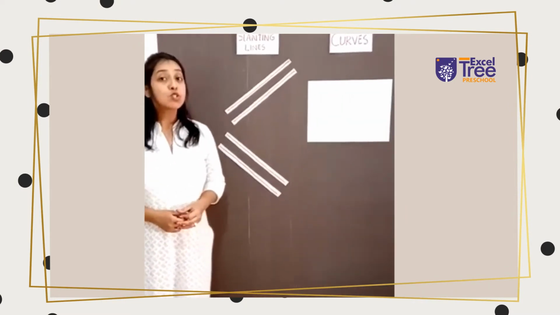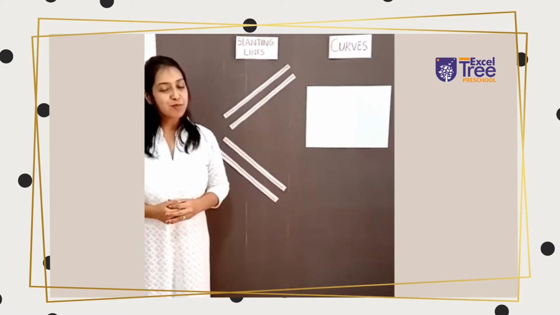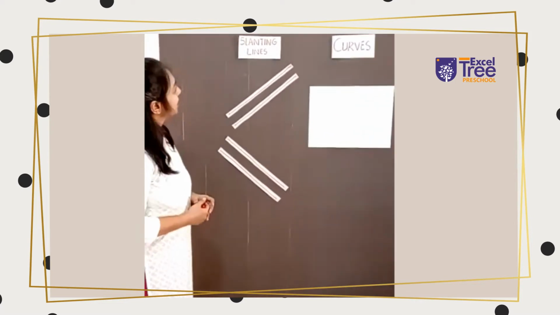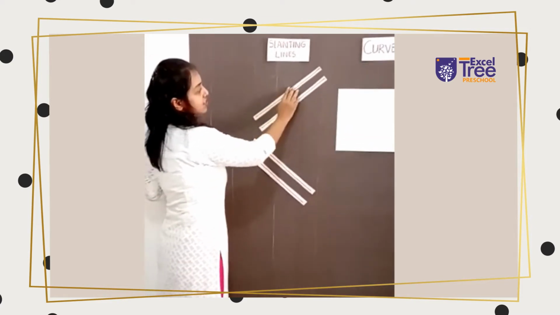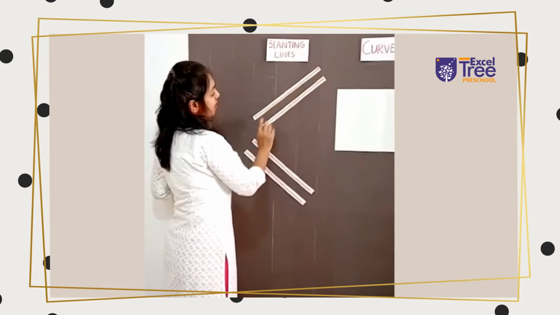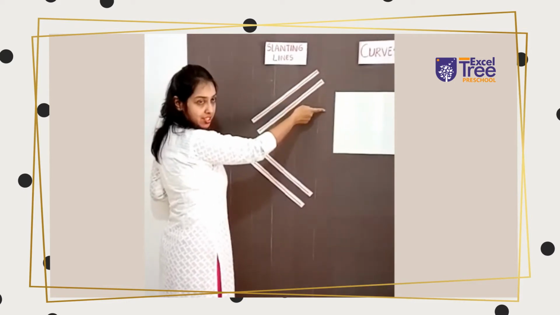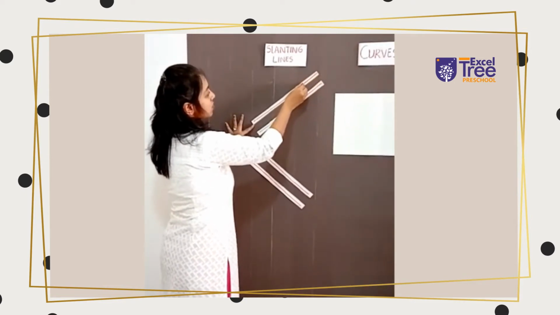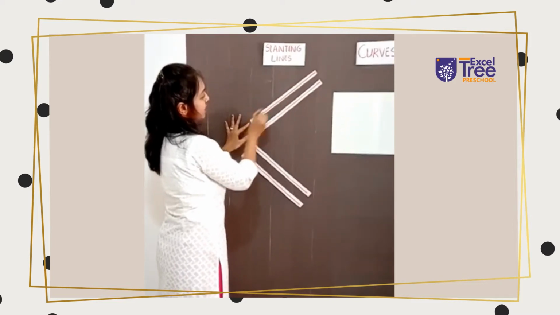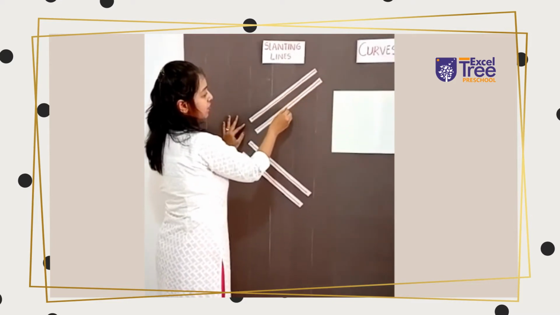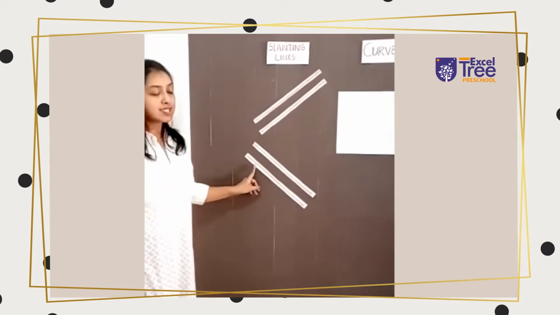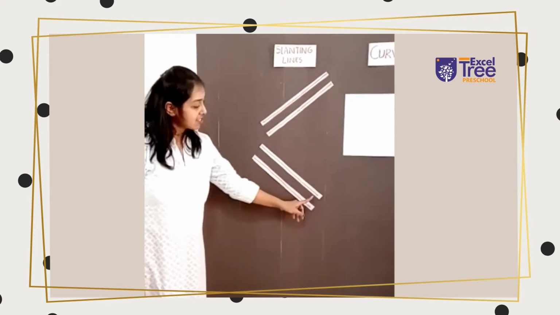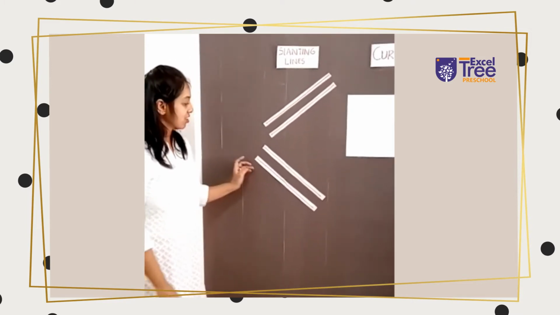Okay kids, so far we have learned about standing and sleeping lines. Now let's learn about slanting lines. This is a right slanting line as it is bending towards right. So this is a right slanting line. The next one is the left slanting line as it is bending towards left.